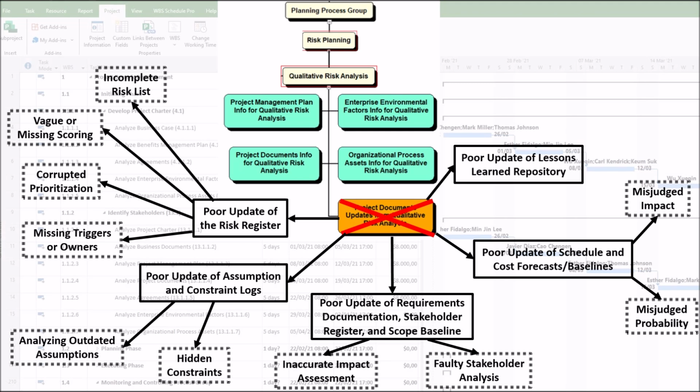5. Poor update of lessons learned repository. This is a chronic, often overlooked weakness. Qualitative analysis should leverage historical data. Repeating past mistakes. If previous projects' risk assessments, what was over-prioritized or under-prioritized, aren't documented, the current team has no empirical basis for their judgments. They are doomed to repeat the same prioritization errors, wasting effort and missing real threats.